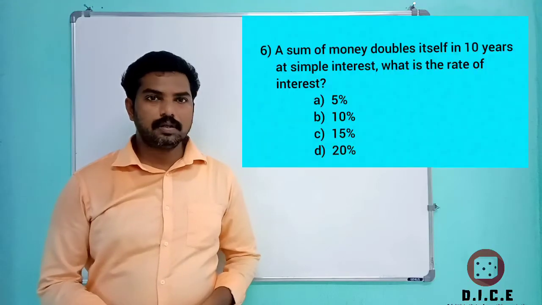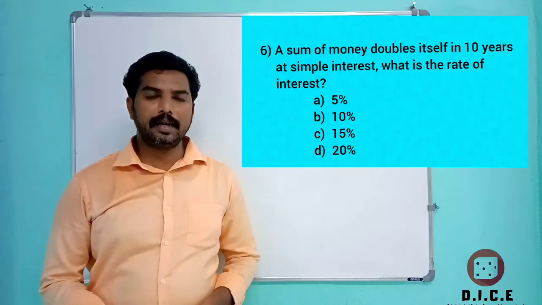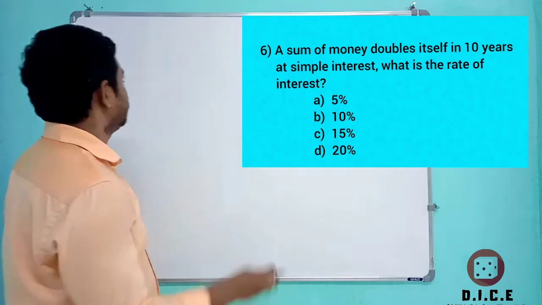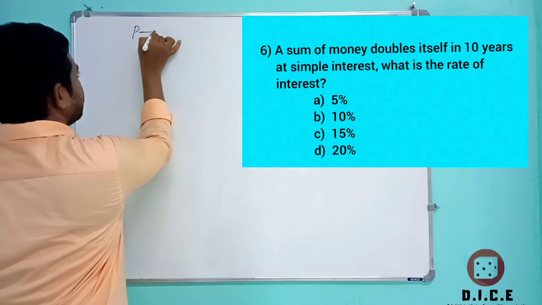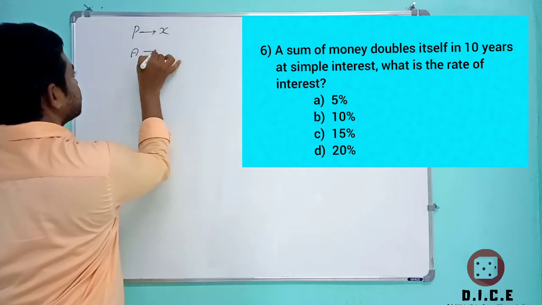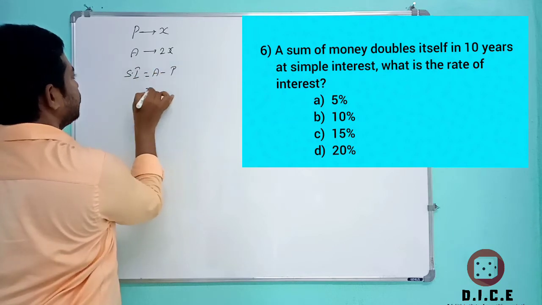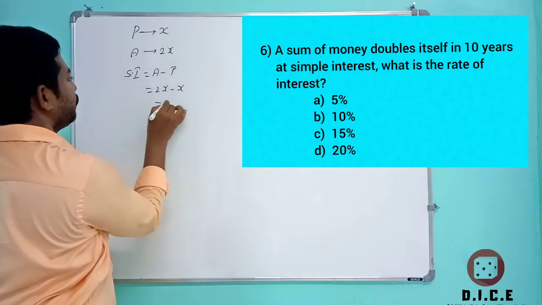So if you see the next question, he is saying that a sum of money becomes double in 10 years, at what rate percentage? I was asking to find the rate percentage. Now we see that we don't know the principal. Now let us consider the principal as x. The amount becomes 2x. From here, the simple interest is nothing but a minus b. That is nothing but 2x minus x. That is nothing but simple interest also x.